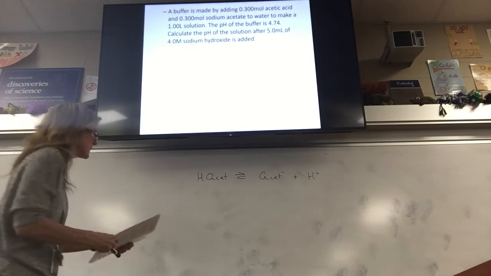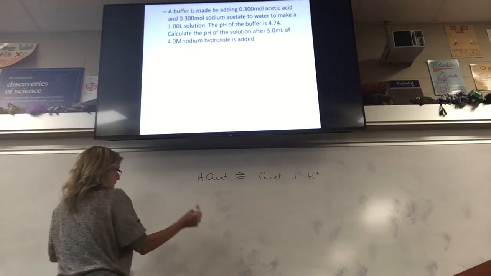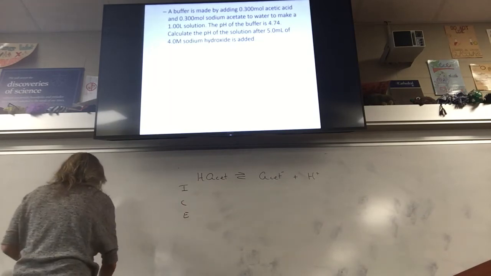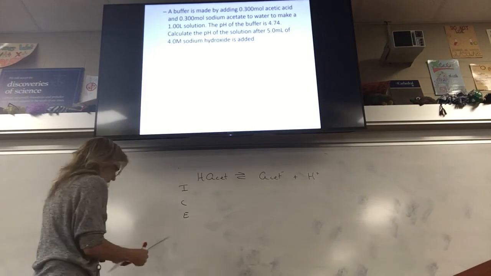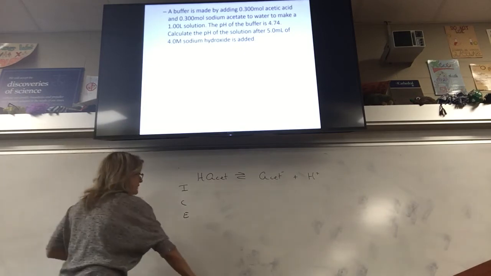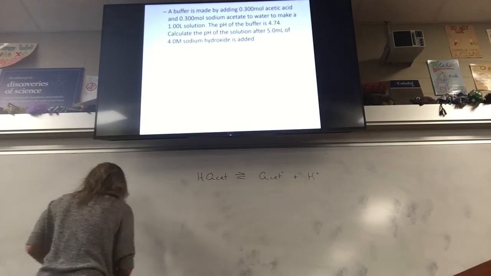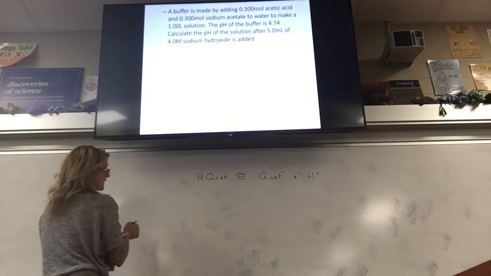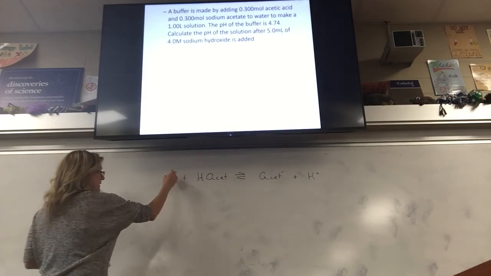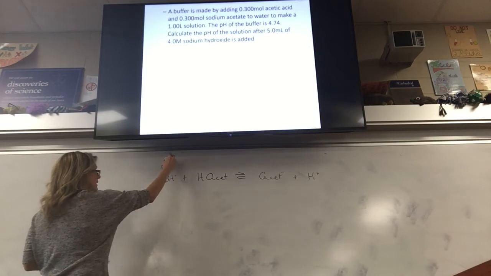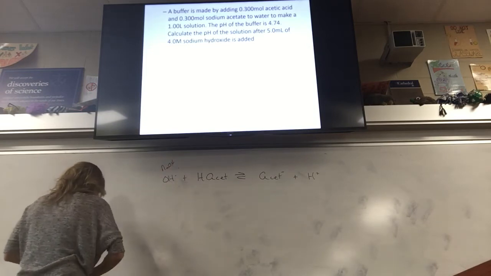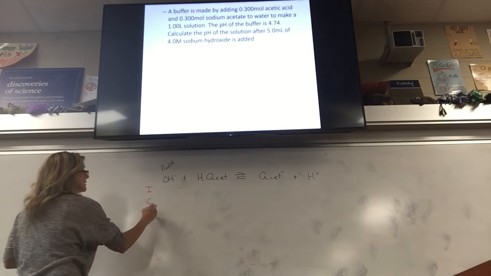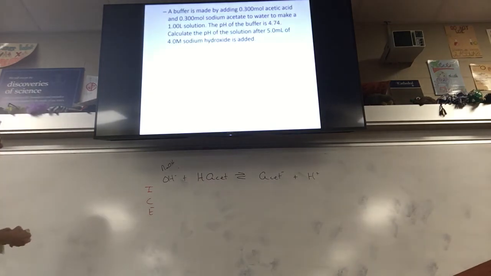So first, let's set up our ice table. Our initial concentrations are for our acetic acid. Oops, I always do this too close. Let me scoot this out a little bit farther, because ultimately we're going to add in hydroxide ion from our sodium hydroxide. Okay, now let's set up our ice table. You can still see that? Yes, you can see that. Okay.